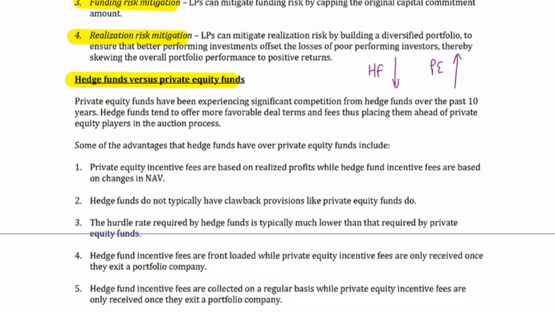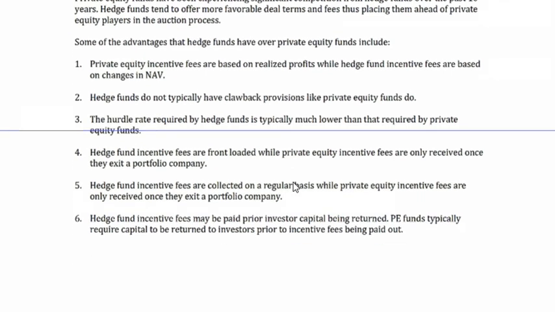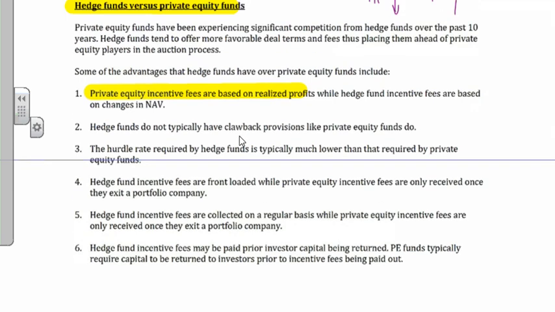Vice versa as well. Some of the advantages that hedge funds have over private equity funds would include: private equity incentive fees normally are based on realized profit. In other words, an investment has to be sold, as opposed to hedge funds, where we really just look at the changes in the market value. Hedge funds don't typically have a clawback provision; in most cases, private equity funds do. The hurdle rate required by hedge funds is generally lower than private equity funds.